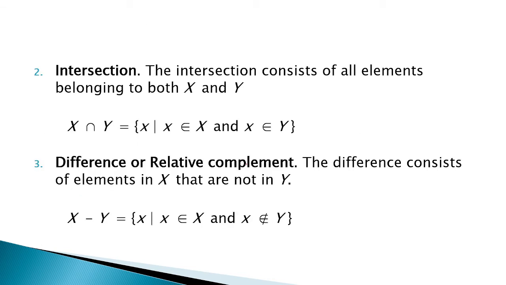Next is we have the intersection. So, the intersection naman consists of all elements belonging to both X and Y. So, pag magkasama silang dalawa. Now, ang symbol natin na ginagamit for intersection is this one. So, how do we define this? So, yung X intersection Y, it is the set of x such that x is an element of X and an element of Y. So, ibig sabihin nito, the intersection are the members ng both X and Y ay member sila.